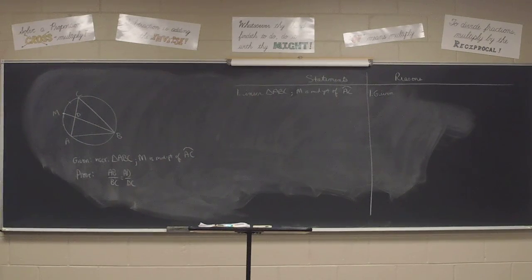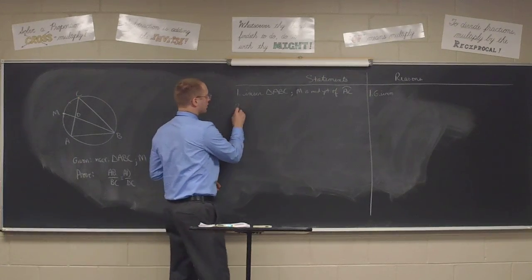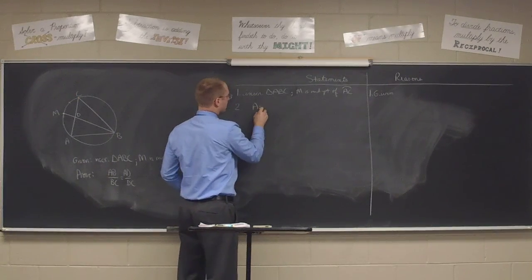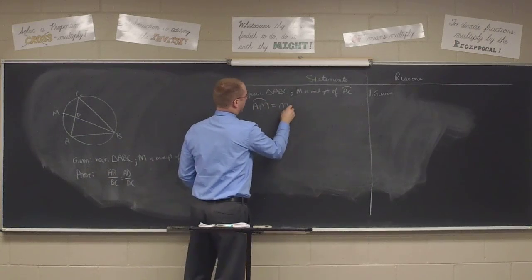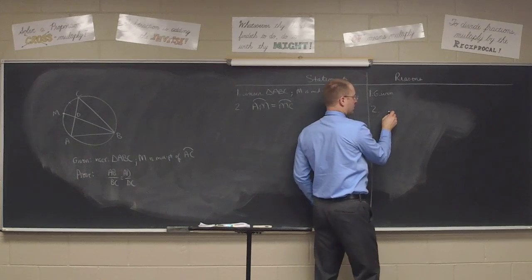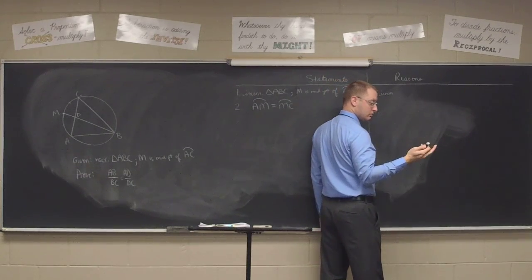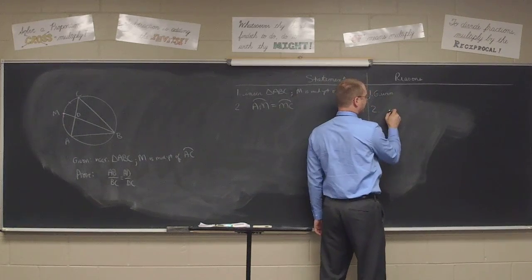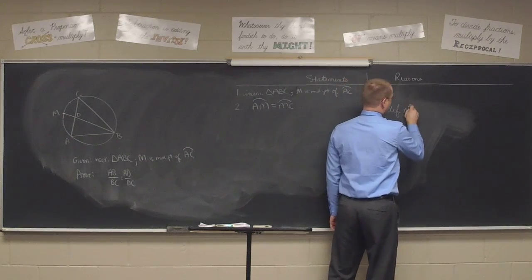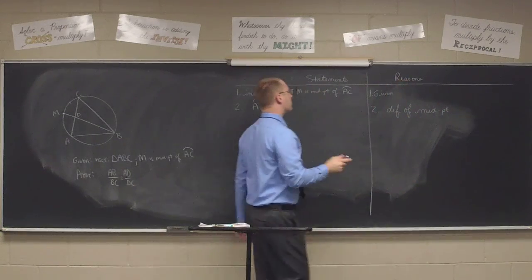And we do have some claims we need to take care of right up front, Jamie. Arc AM is equal to arc MC, and the reason: because the midpoint slices in half. That would be the definition of a midpoint. There we go. Definition of midpoint.